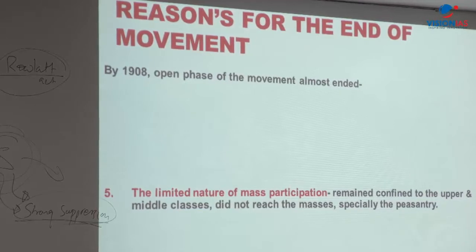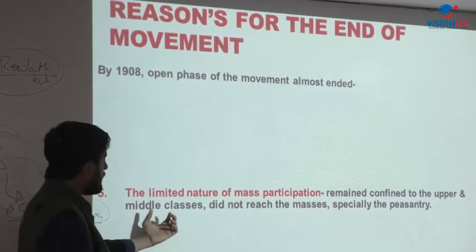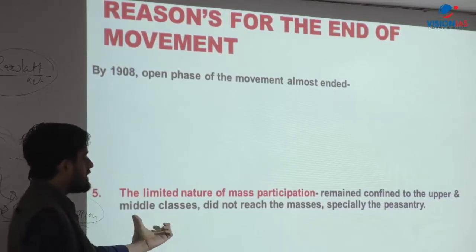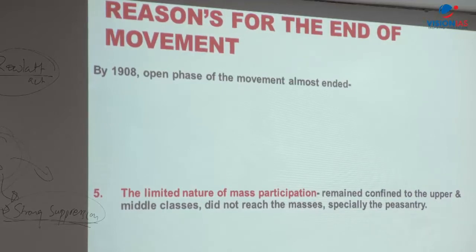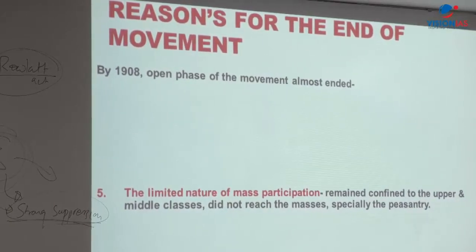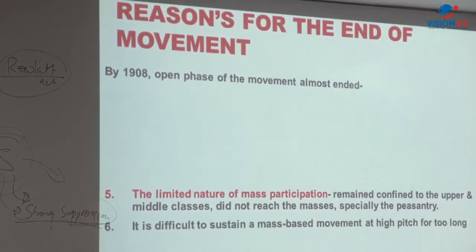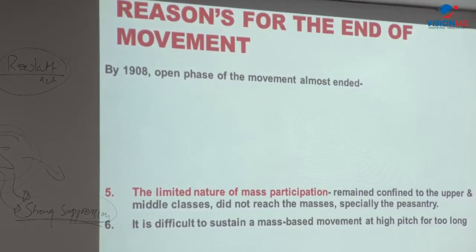And here, while the masses participated, the participation was primarily limited to the upper middle class and also to the middle and lower classes, but primarily in the urban areas. The youth was involved, the urban centers of the populations were involved in a big way, but the peasantry was not involved in a big way. Okay, because the peasantry came to be associated with the freedom struggle only during the Gandhian struggle in a meaningful manner. And also that because of the fact that it was difficult to sustain a mass movement at a high pitch for too long.